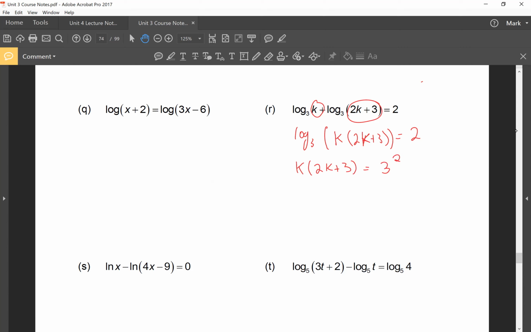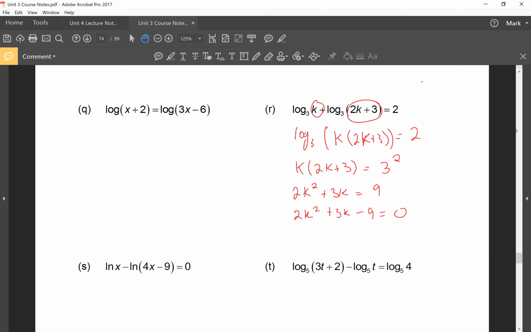That's just a 9. So now I just solve this like we would have in the last topic, what you guys did on your test the other day. So I would get 2k squared plus 3k equals 9, then 2k squared plus 3k minus 9 equals 0. And that's it. Now we solve for k.